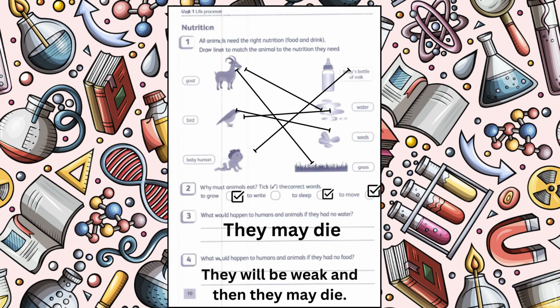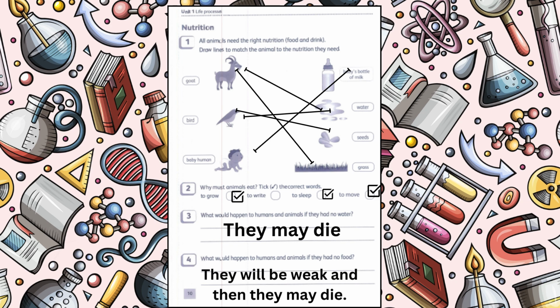Now, page number 10. The next process is nutrition. All animals need the right nutrition, food, and drink. Draw lines to match the animal to the nutrition they need. This is the number one exercise of this page. So you can see animal: goat, bird, baby, human, and in that column you can see babies, bottle of milk, water, seeds, and grass. So you have to match all of these.